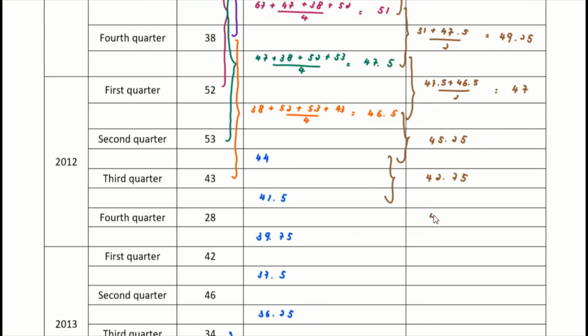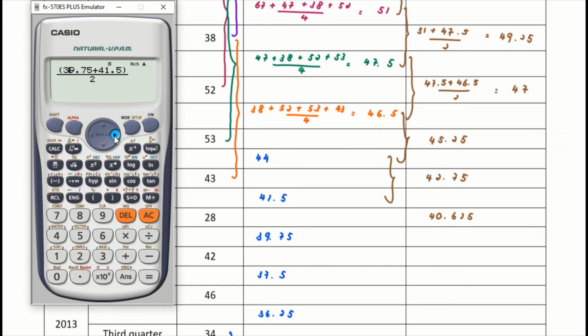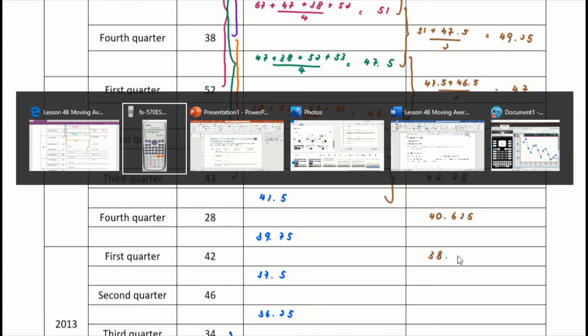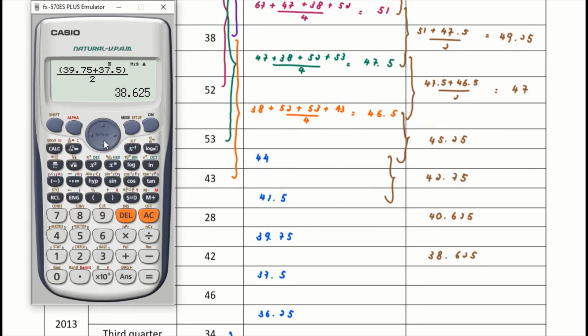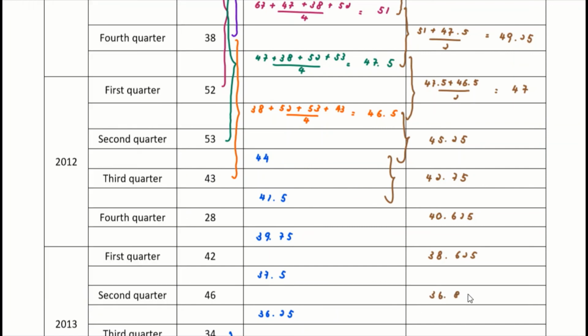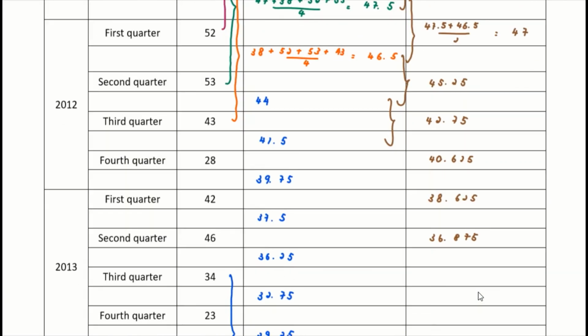Okay, and this is 40.625. So next one, 39.75 plus 37.5, 38.625. Okay, so move on to the next one. 36.25 plus 37.5, and we can get 36.875. So let's move on.